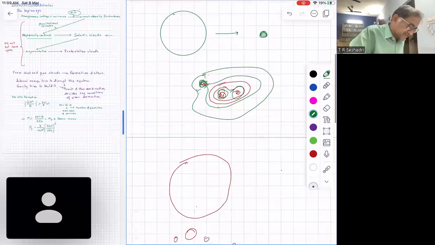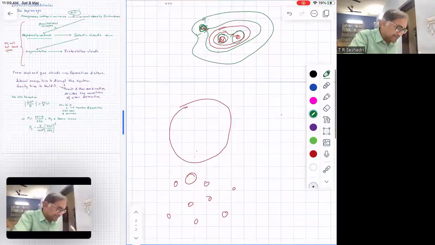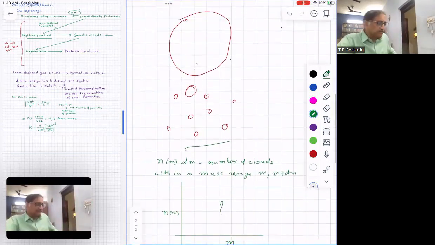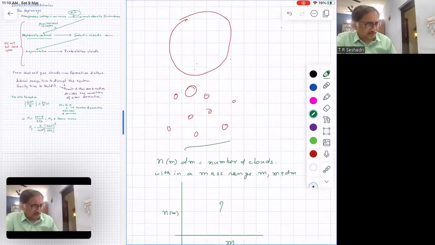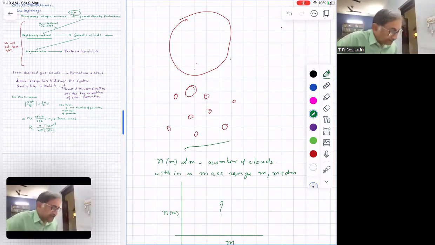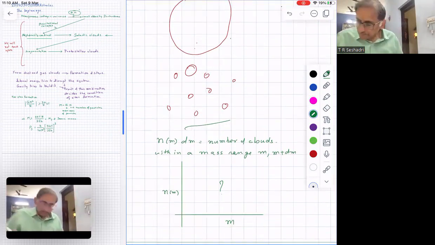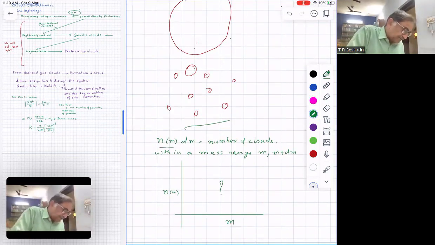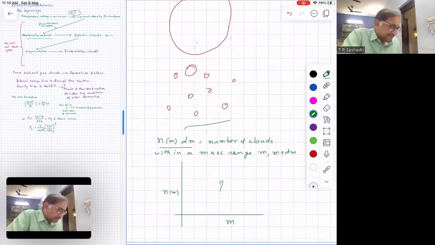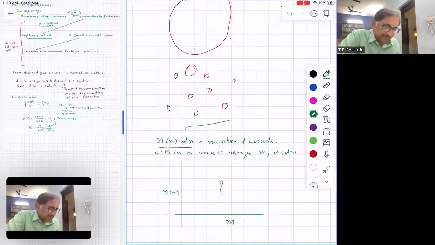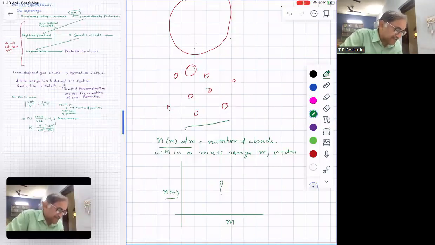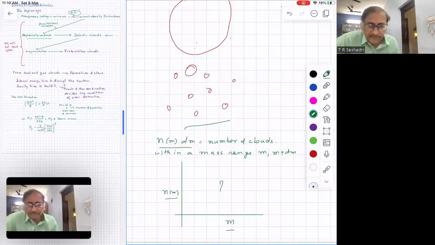So now you can ask the question. So it basically becomes like this. So there will be cloudlets of different masses. And a very important and interesting question in the physics of stars is, if N(M) dM is the number of clouds within a mass range M and M plus dM, then is there a definite shape of this function, N(M) versus M?